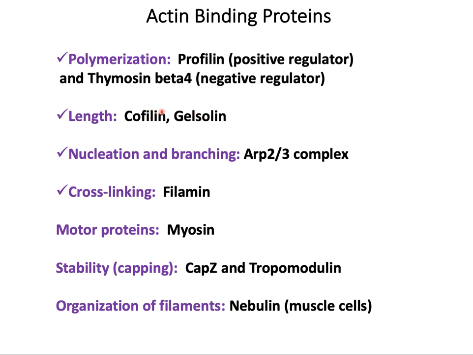There are proteins that regulate the shape of the filaments, and cause them to branch or nucleate new actin filaments at branching points. An example of this is the ARP2/3 complex. There are proteins that can regulate the cross-linking between the filaments. There are also actin motor proteins, and these are the proteins that use the power of ATP hydrolysis to move along the actin filaments. There are proteins that regulate the stability of the filament, and there are other proteins that regulate the organization of the filament.